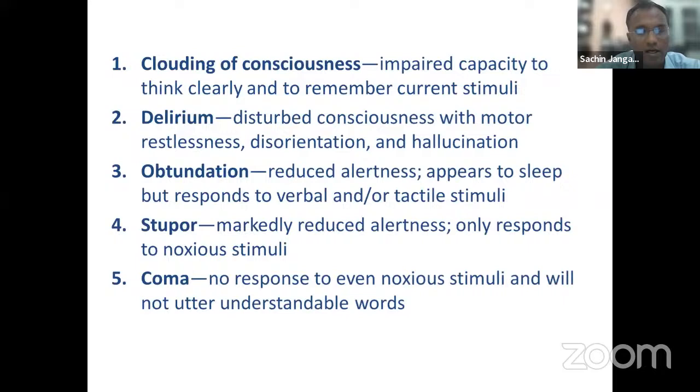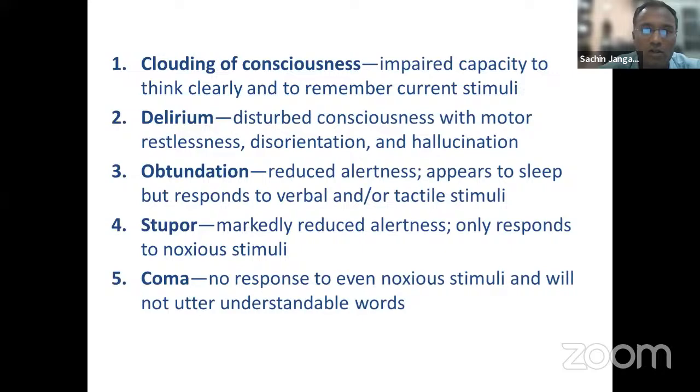There are different levels of consciousness that have been described. Clouding of consciousness is an impaired capacity to think clearly or to remember the current stimuli. Delirium is defined as disturbed consciousness with motor restlessness, disorientation, and hallucination. Obtundation is reduced alertness, and the patient appears to be in sleep but responds to verbal and tactile stimuli. Stupor is markedly reduced alertness, and the patient only responds to noxious stimuli. In coma, the patient will not respond even to noxious stimuli, and will not utter an understandable word. These terminologies are overlapping and confusing, so most of the time the neurological assessment is done by the modified Glasgow Coma Scale or the AVPU scale.